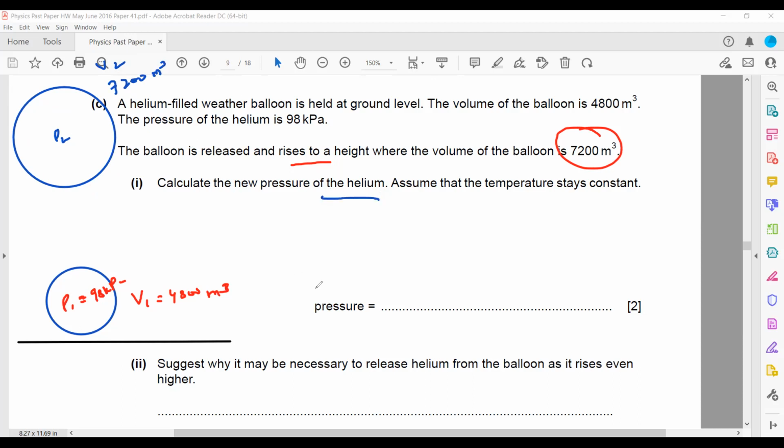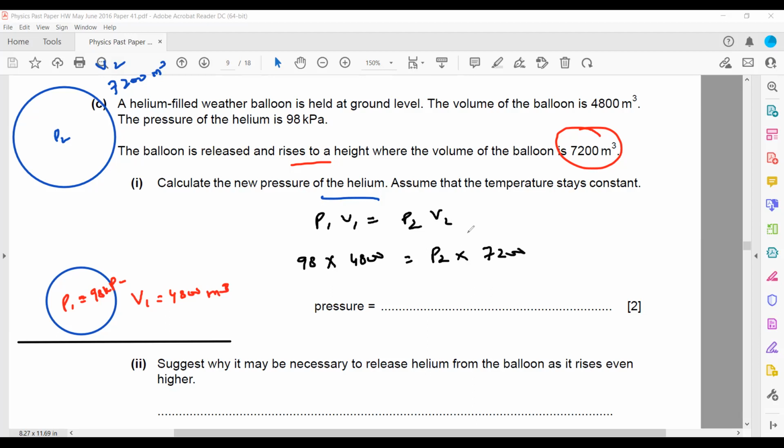We assume that the temperature does not change, because if the temperature changes, we cannot use the formula P1 V1 equals P2 V2. So P1 is the first pressure. If I take 98 only, I did not convert kilopascal into Pascal, so my final answer should also be in kilopascal. So 98 kilopascal, I'm taking 98, then 4,800. Second pressure we don't know, and the second volume is 7,200.